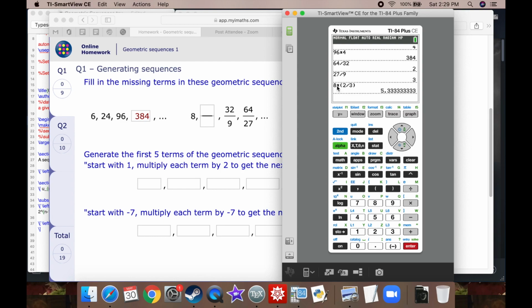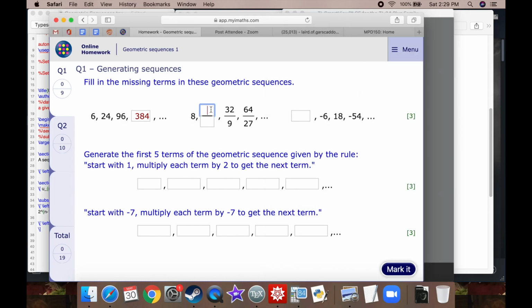But that's okay. So all I need to do is say, all right, well, 8 times 2 over 3, I could just multiply across the top and multiply across the bottom. So really, this is just going to be 16 divided by 3, because 8 times 2 is 16, and then it's just going to be over 3. So all I need to do right here is just write 16 over 3. That'll be the second answer right there.